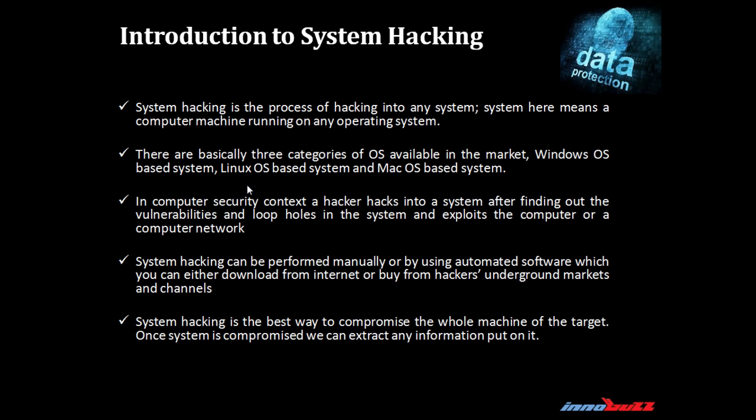System hacking can be performed manually or by using automated software, which you can either download from the internet or buy from hackers' underground markets and channels. System hacking is the best way to compromise the whole machine of a target. Once the system is compromised, we can extract any information involved in it.